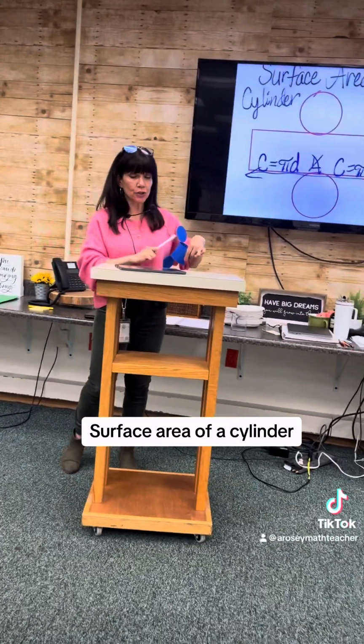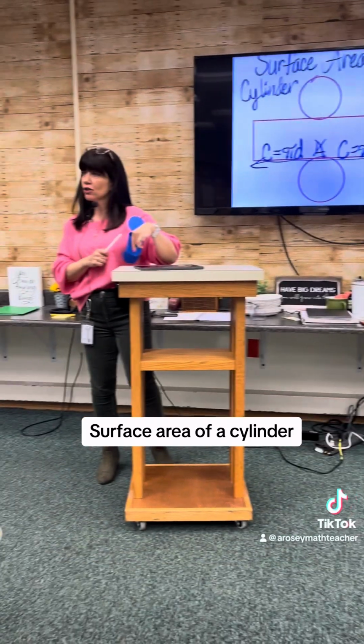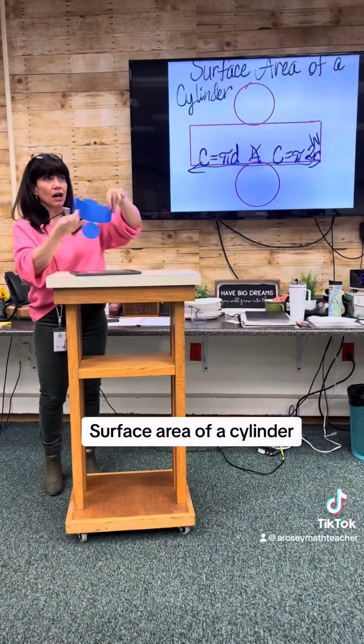If they give you diameter, use circumference equals pi d. If they give you radius, use circumference equals pi 2r. Do I have any questions so far? That will give you the length of the rectangle.